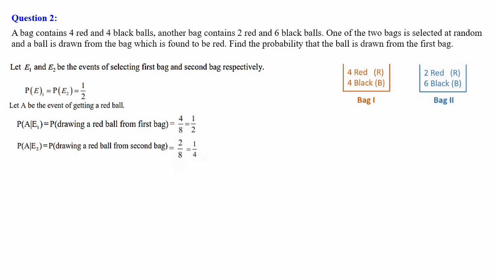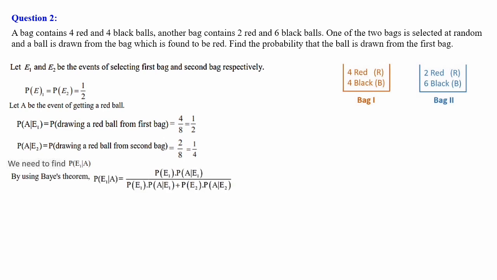What we have to calculate, that is the question. Now we have to calculate the probability that the ball is drawn from the first bag, meaning E1. So probability of E1 given A we have to find out. That is, the probability of choosing the first bag given that the taken ball is red, event A, meaning getting a red ball. So probability of E1 given A we have to calculate.